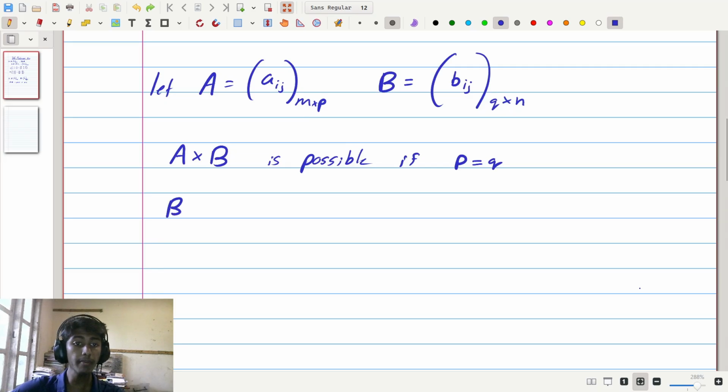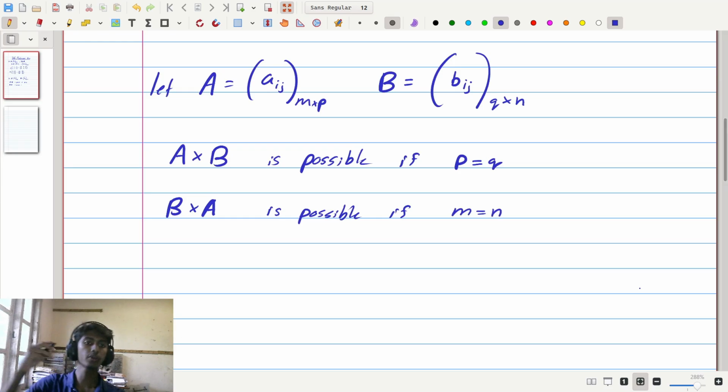Similarly, B matrix times A matrix in the reverse order is possible if M is equal to N. Now here we can see A matrix times B matrix being possible and B matrix times A matrix being possible require different conditions.